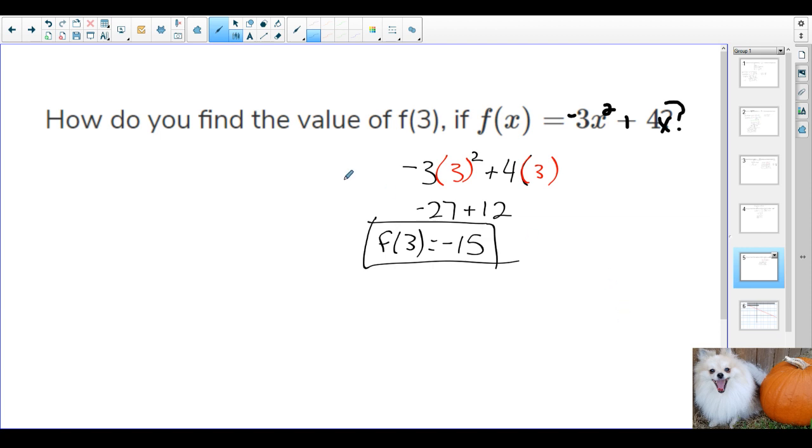And that's it. So if you get a question like this, whatever this is, you're going to put that number in place of x. And then you just solve. Piece of cake.